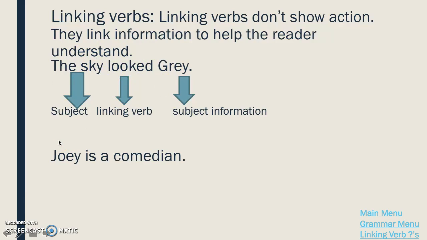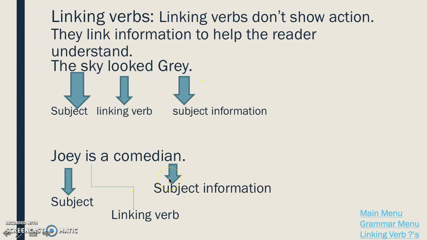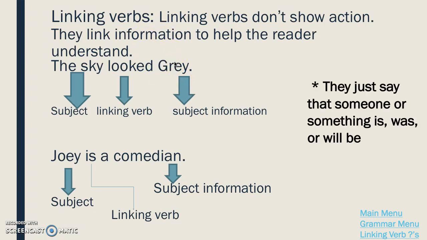Now for Joey is a comedian, Joey is our subject. Is would be our linking verb, and a comedian would be the subject information. So is just letting us know what Joey is. Looked is letting us know what the sky color is for the day. Now, linking verbs just pretty much say that someone or something is, was, or will be. And the usual placement of these linking verbs will be after the subject.